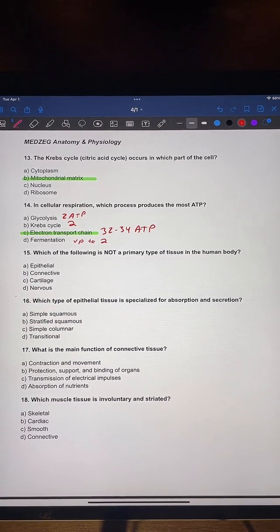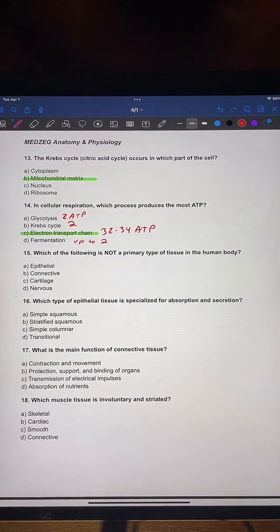The oxidative phosphorylation is not the same as the electron transport chain. Oxidative phosphorylation just isn't an answer choice there. So of the following answer choices, which produces the most ATP? That is the electron transport chain. Oxidative phosphorylation is different. It does include the electron transport chain, but it includes more ATP synthesis. So oxidative phosphorylation, yes, would produce more ATP, but it is not one of the answer choices.